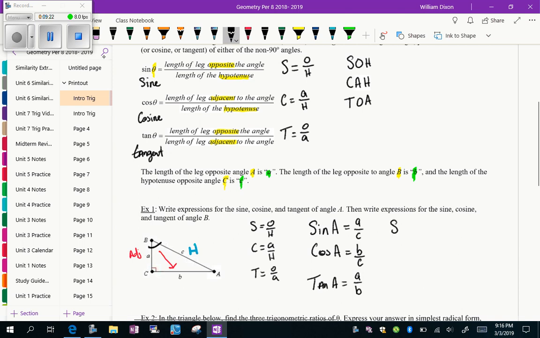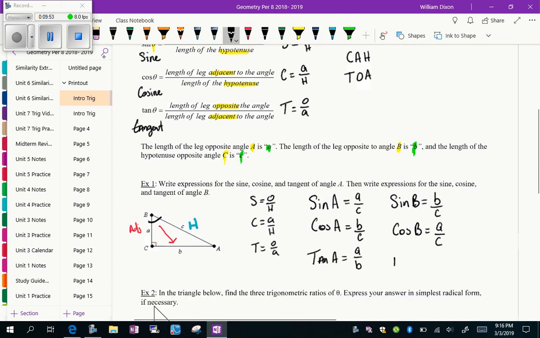So my sine of angle B is going to be my opposite, which is small b, over the hypotenuse C. My cosine of angle B is going to equal my adjacent, which is A, over my hypotenuse, which is C. And then the last one, tangent of angle B, is going to equal my opposite, which is small b, over the adjacent, which is A.